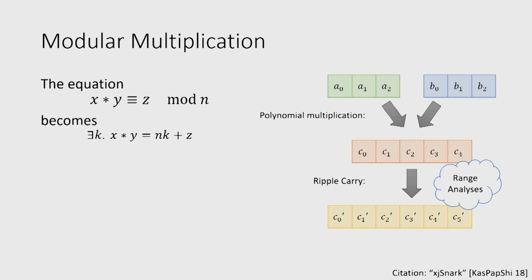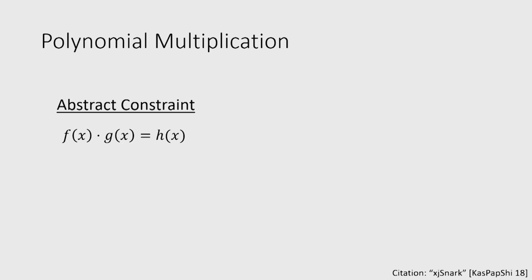So this is technical, but sort of where a lot of the magic is. If you do this stuff well, then this is efficient. If you do this stuff badly, then you pay a pretty high cost. So these sorts of range analyses end up being really important. But equally important is the polynomial multiplication. So let's talk about that. So we have an abstract constraint that we want to verify, which is that the product of 2 polynomials is a third.